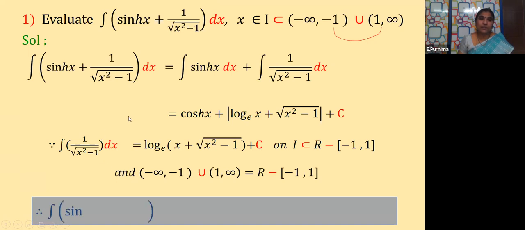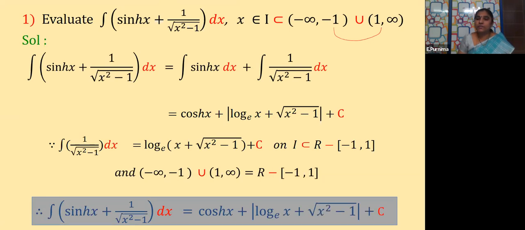What is there for the given sum? Therefore, the integral of sinh x plus 1 by under root of x square minus 1 dx is equal to cosh x plus log base e of x plus under root of x square minus 1. Clear, children? This is the final answer we got.